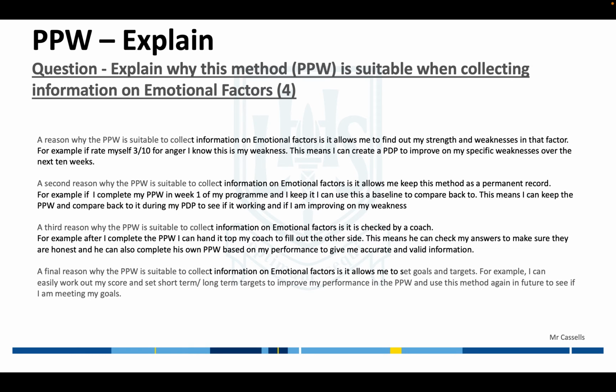So here you can see a full answer. Again, it might be a good idea here to pause the video and look at how these specific answers are structured. If we go through the first one together, a reason why the PPW is suitable to collect information on emotional factors is it allows me to find out my strengths and weaknesses in that factor. For example, if I rate myself as 3 out of 10 for anger, I know this is my weakness. And here's my explanation. This means I can create a PDP to improve upon my specific weakness over the next 10 weeks.